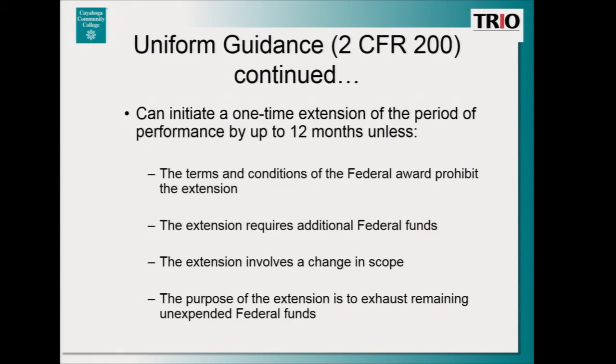Your institution is allowed to initiate a one-time extension of the period of performance by up to 12 months unless certain conditions are a result. There are situations where in the GAN, the terms and conditions of the federal award might prohibit this extension. There are also situations where it will require additional funds. So obviously, if additional costs are going to be incurred and you need additional funding, it is not just allowable. You would need to reach out to your program officer and apply for additional funding.